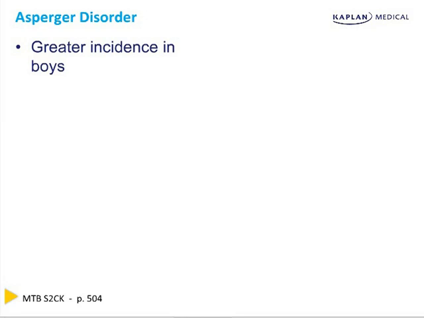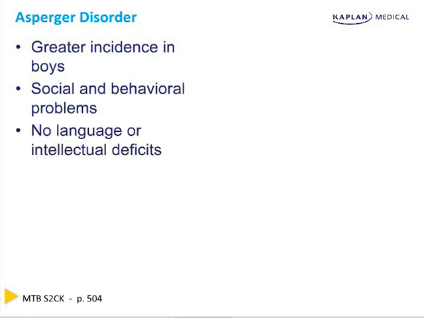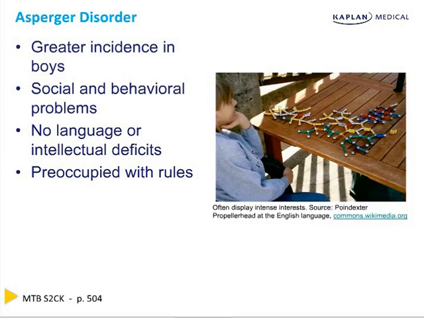So rounding out the pervasive developmental disorders is Asperger disorder. Again, greater incidence in boys, social and behavioral problems. This is very similar to autism. However, there's no language or, this is key, intellectual deficits. What that means is these children exhibit similar behavior to their peers, and as a result, the parents most likely won't seek help as early as they would with autism or Rett or childhood disintegrative disorder. They're preoccupied with rules, and this is what ultimately brings the parents into the clinic. Once they get older, there's no creativity, and they also get frustrated very easily if you try to get them to bend or break the rules that they've been taught.